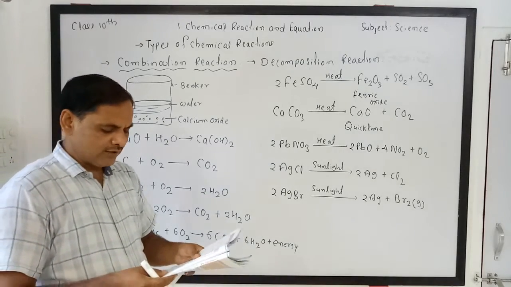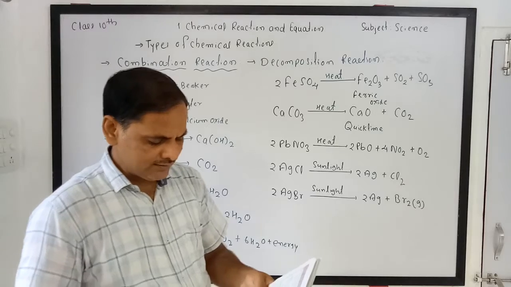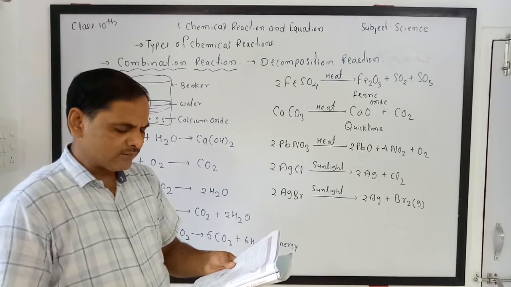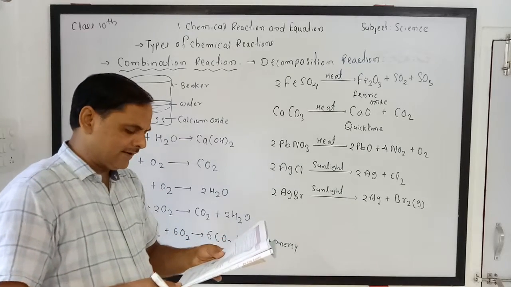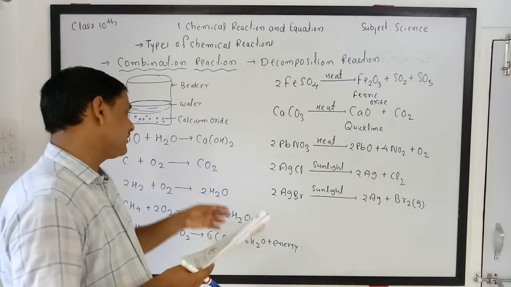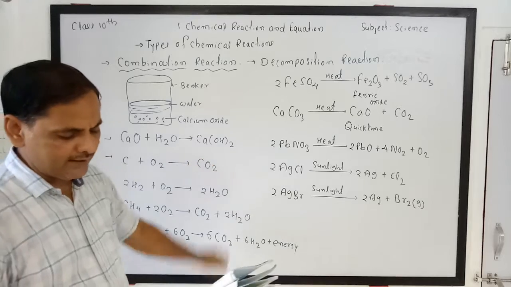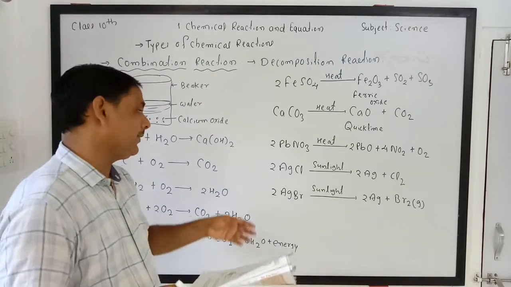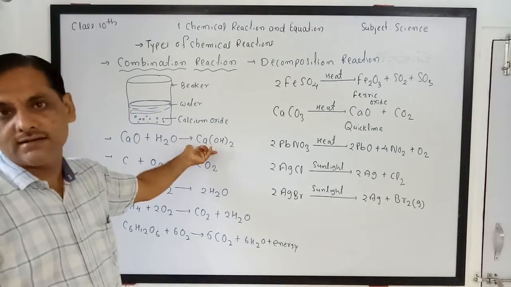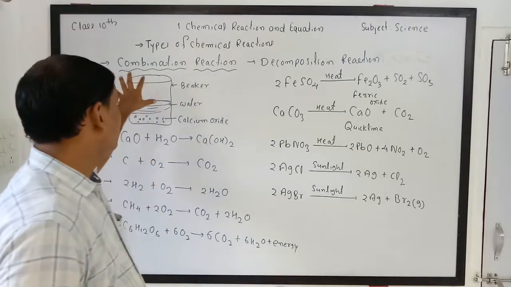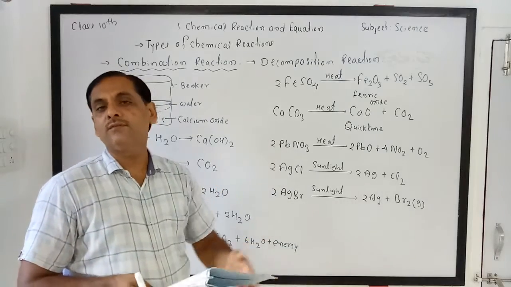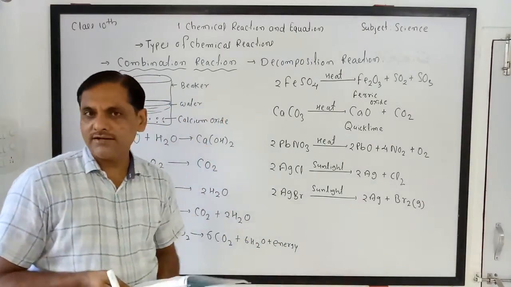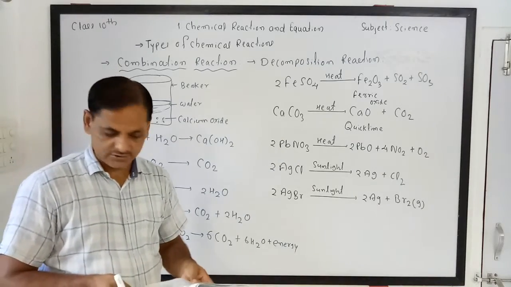Let us discuss line by line according to your textbook, page number 6. Calcium oxide reacts vigorously with water to produce slaked lime, calcium hydroxide. Slaked lime is another name for calcium hydroxide. Underline here: releasing a large amount of heat. A large amount of heat is released here. Combination reactions are also of two types: first is the exothermic reaction, another is the endothermic reaction.